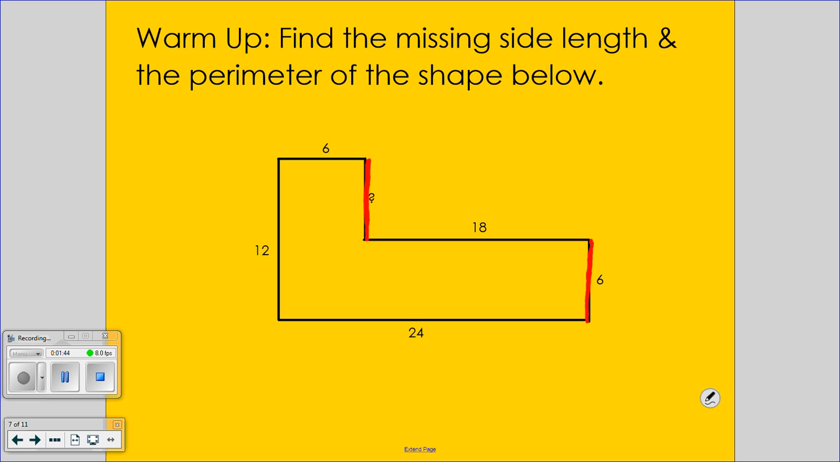Is there anything else? Grace? 12. The 12. That's probably the first one a lot of you found. Thank you. Now what I like to do is I like to redraw this setup by moving my lines over.